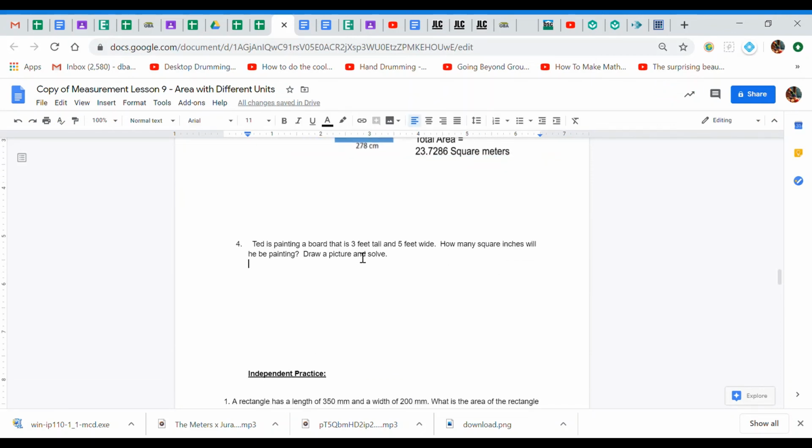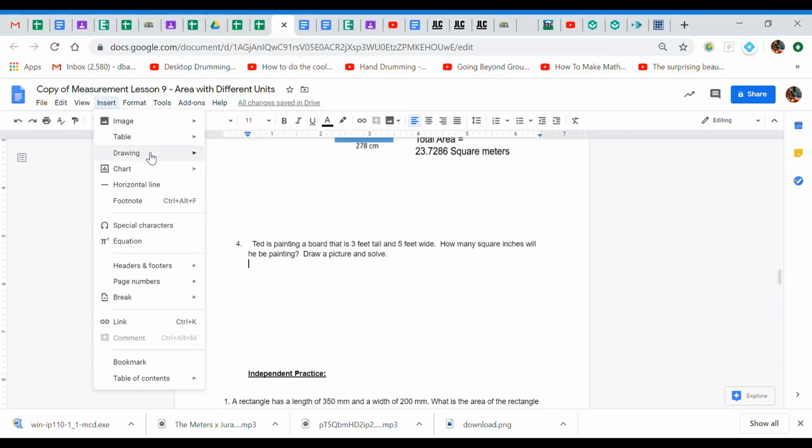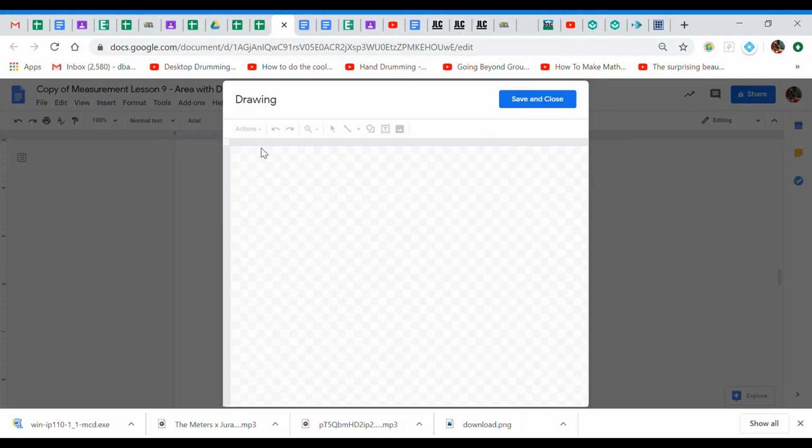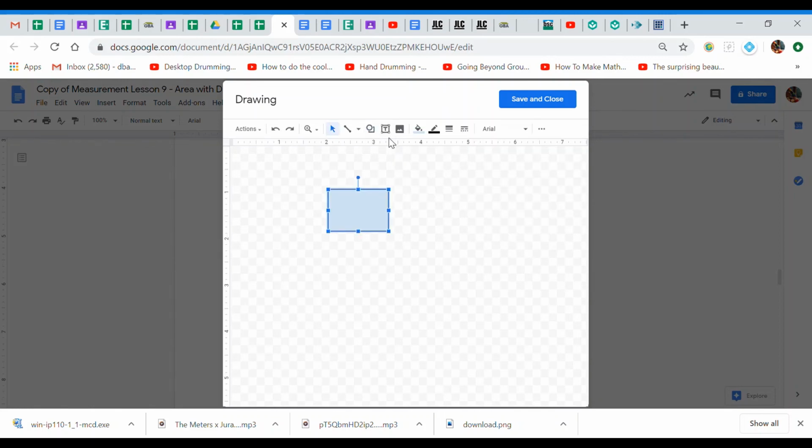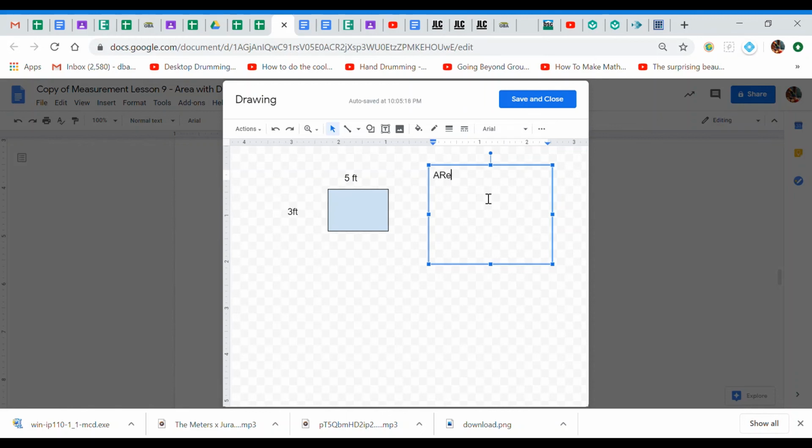This is just like our problem-solving task. Ted is painting a board that's 3 feet tall and 5 feet wide, so I know it's going to be a rectangle. I'm going to insert my drawing. It's going to be 3 feet and 5 feet. I know I need to find area. Area equals length times width.